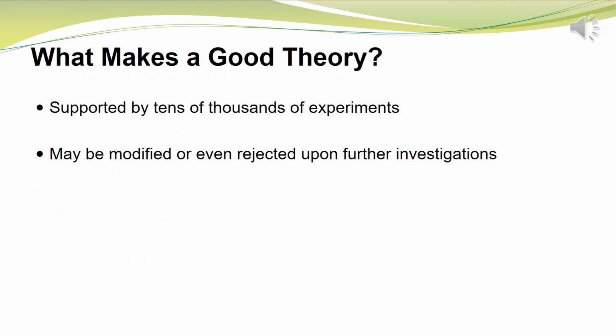There are essentially 2 things that make a good theory. First, it must be supported by tens of thousands of experiments, which, like I said, requires a lot of experimentation to be developed. So, even though a theory takes tens of thousands of experiments to be proven or supported, a law takes even more. And of course, a theory may be modified or even rejected upon further investigation, which of course further separates a theory from a law.